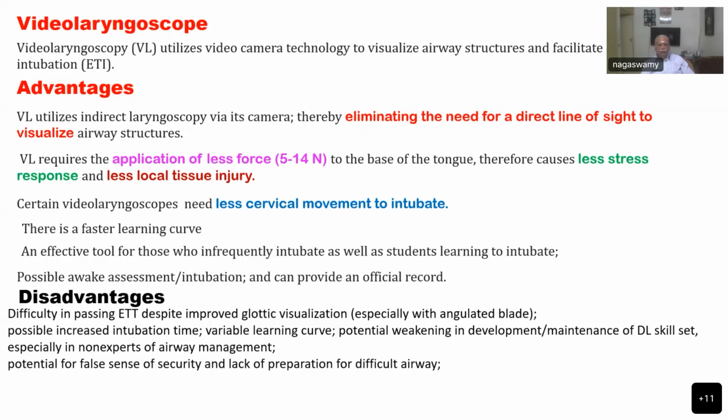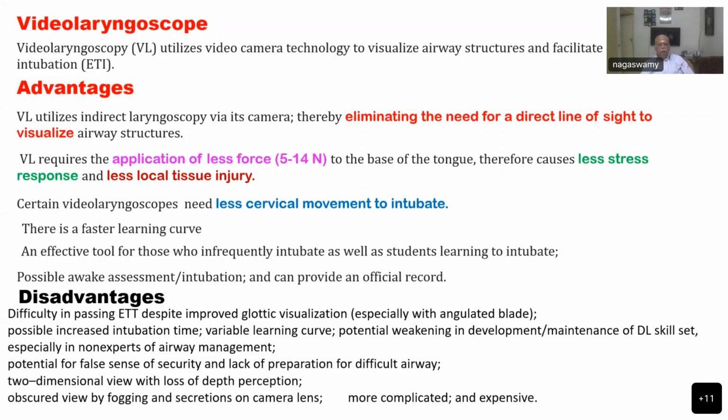So lack of preparation may land you in a problem with a difficult airway, and it's only a two-dimensional view with loss of depth perception. And as he mentioned, it may be affected by fogging and secretions on the camera lens. Nowadays, they have camera tips which are fog resistant, with an anti-fogging coating applied, so they will not get fogged. That has been taken care of.